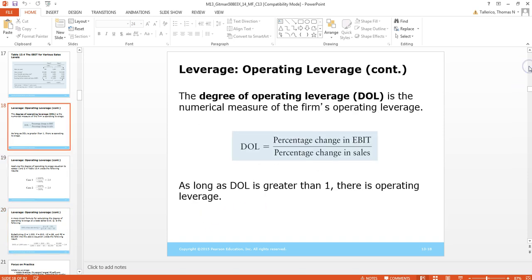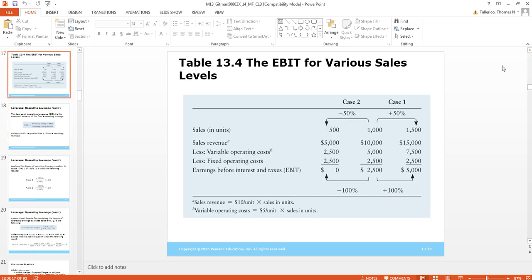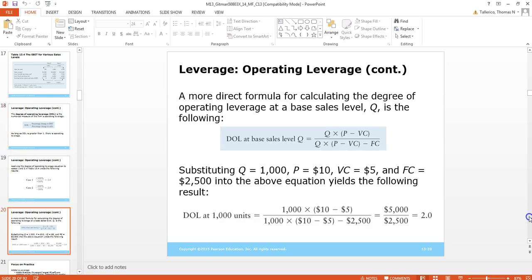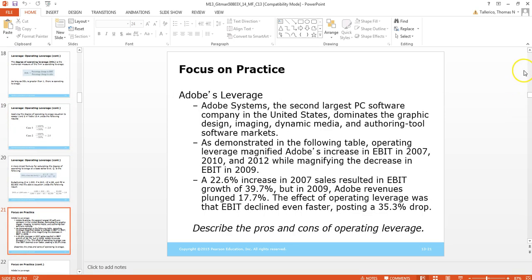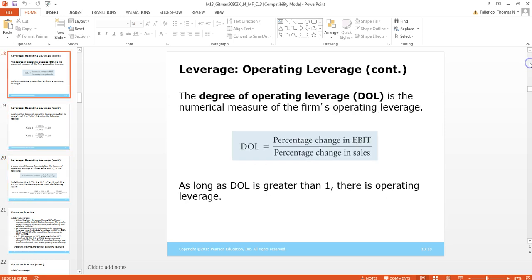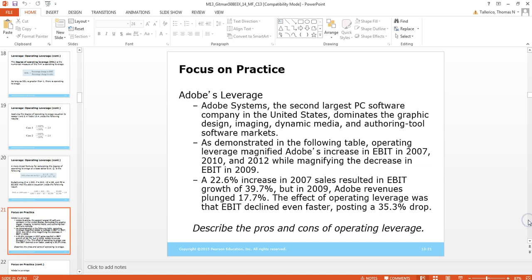And here's that base sales level of 1,000, which is right over here, right? So you can clearly see we get the degree of operating leverage, and we can get this now in two ways. Everyone should be aware of those two equations. They're very important. You've got that one there, and you've got that one there. So please make a note of those equations.